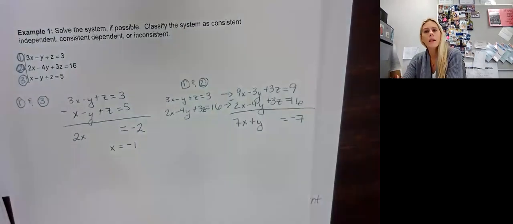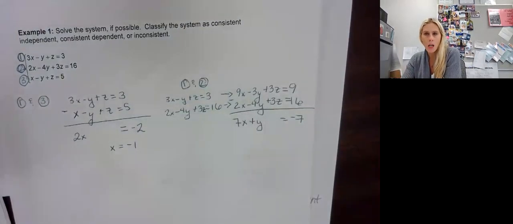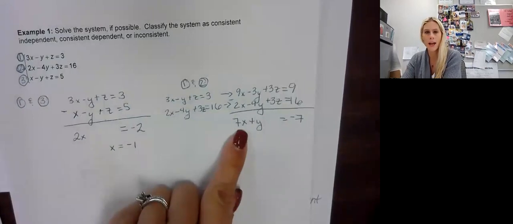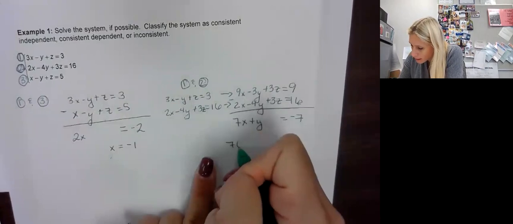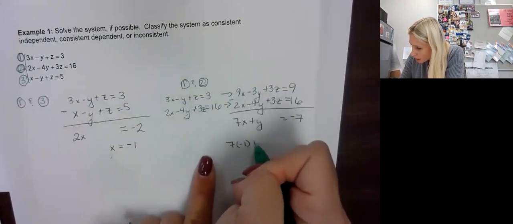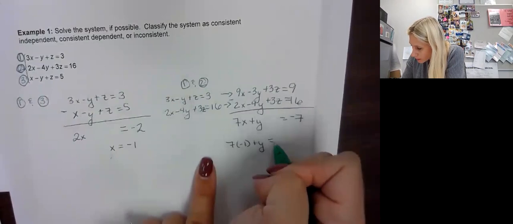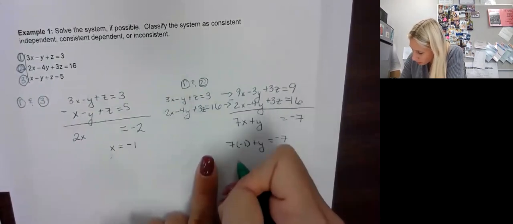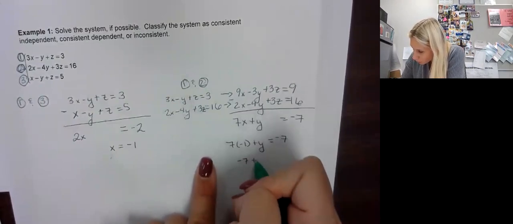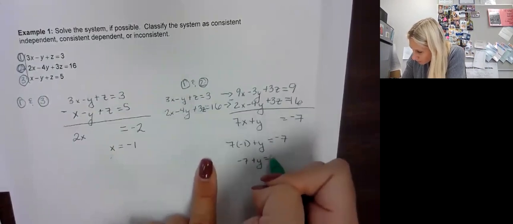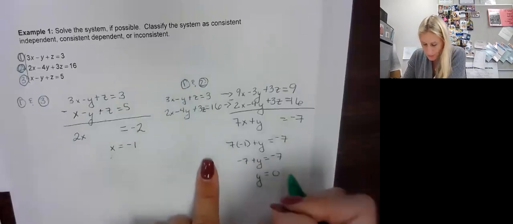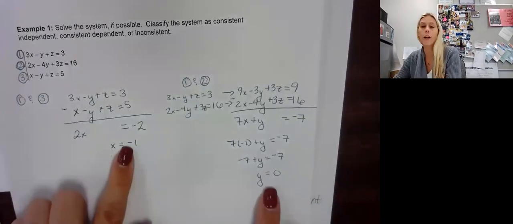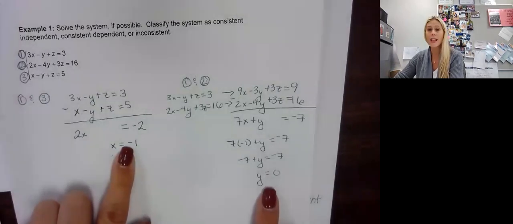Well, guys, even though we could do more with this, what do we know that x is? We know that x is -1. So let me plug that in. 7 times -1 plus y equals -7. So if I look, -7 plus y equals -7. So y must be 0. I have 2 variables. The way to find the third one is just to plug in and solve.